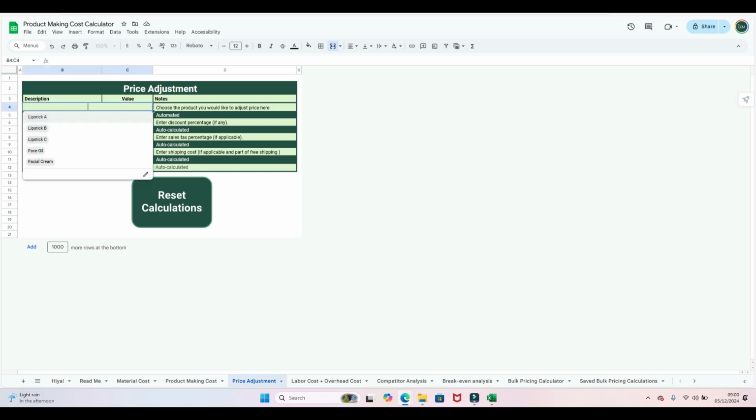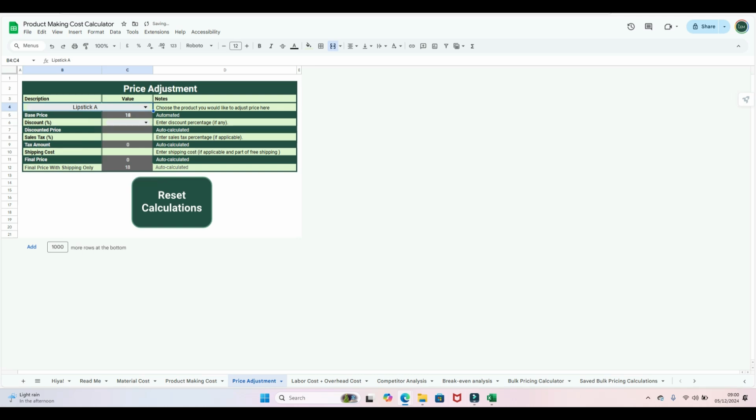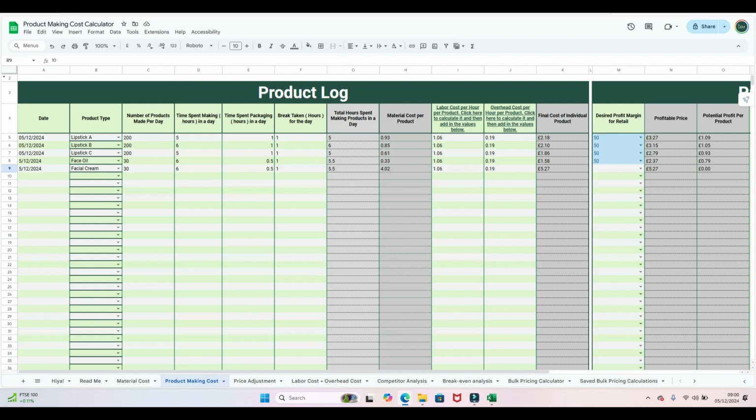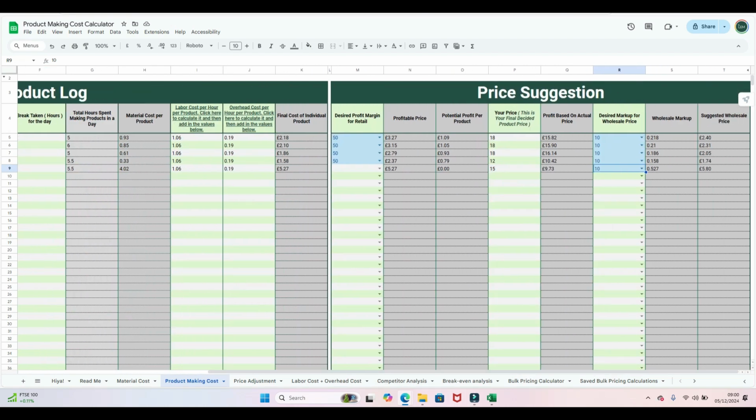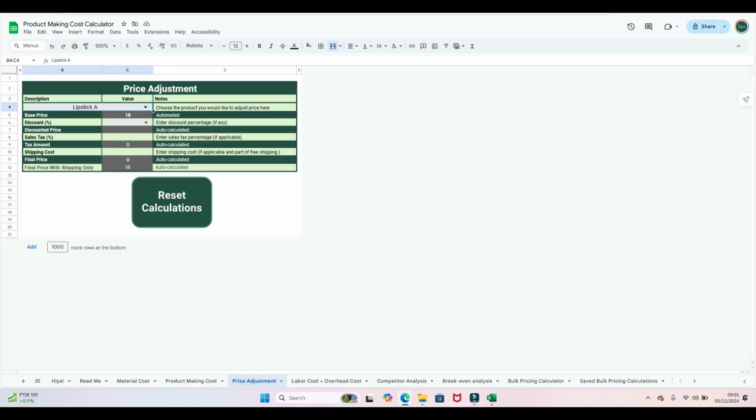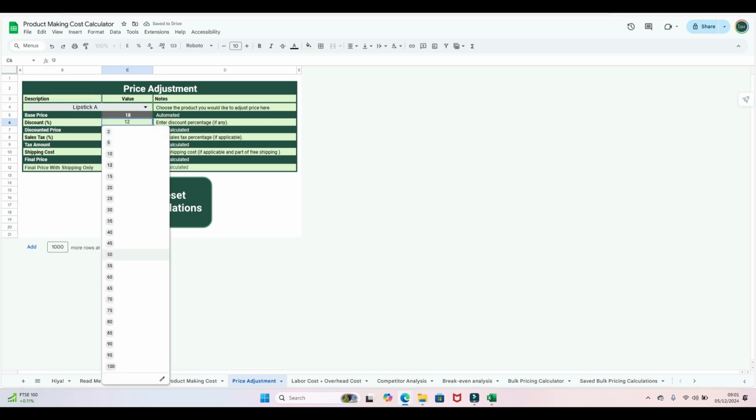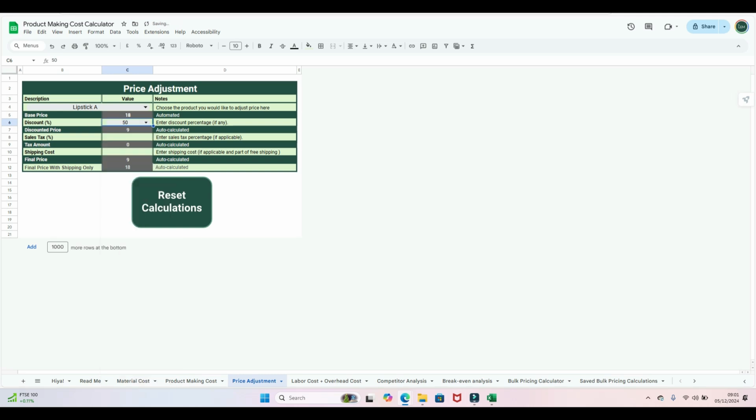So this is automated. Therefore, let's put lipstick A. So the base price, this is the price that you have decided. This is the final price that you've said, hey, I've done my research and this is how much I am going to price my product. So your price, this is your final decided product price. The discount is Christmas time and you would like to give a 12% discount, or you want to go a bit higher. Let's say you want to do 50% discount. Therefore, your discounted price that you're going to offer your customers will be £9.